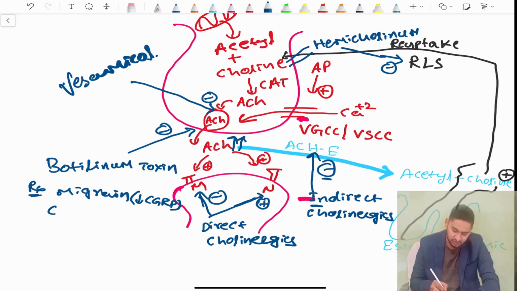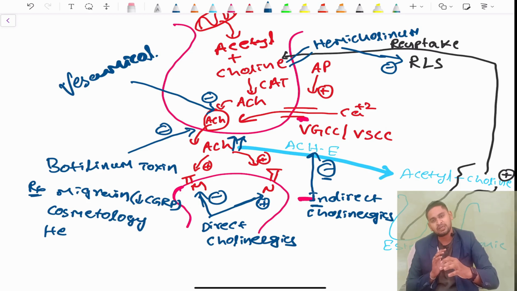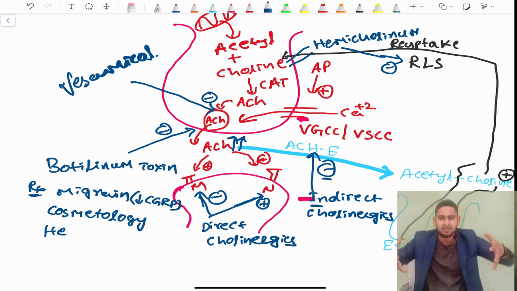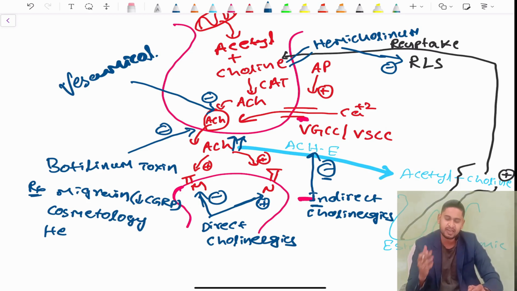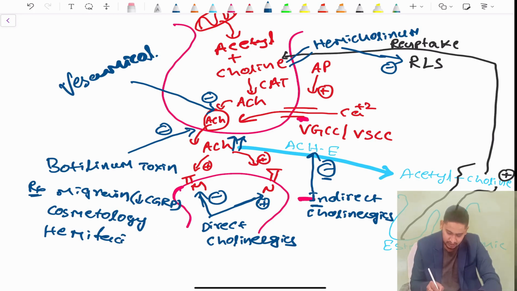And it is also used in cosmetology, and in hemifacial spasms, where the acetylcholine is excessively released and causes contraction of the muscles of the face. In this condition, particularly hemifacial spasm, this botulinum toxin is used, and also in a particular condition called achalasia cardia.